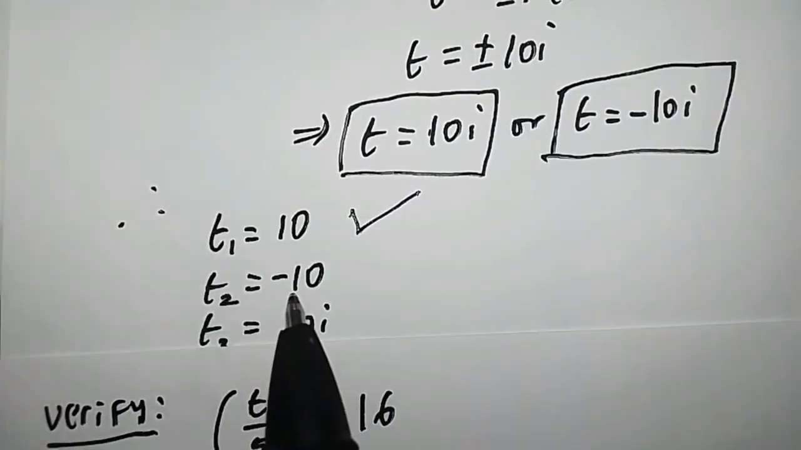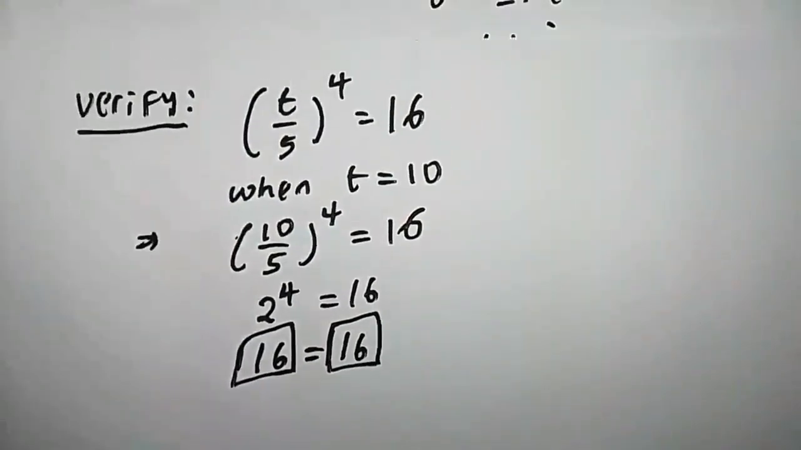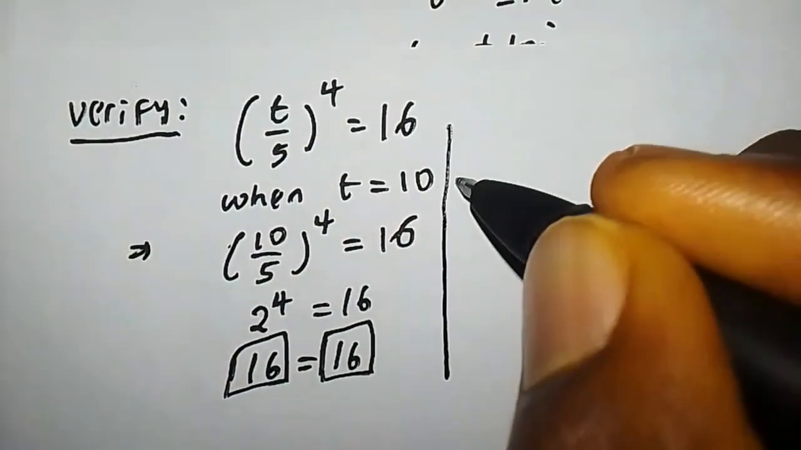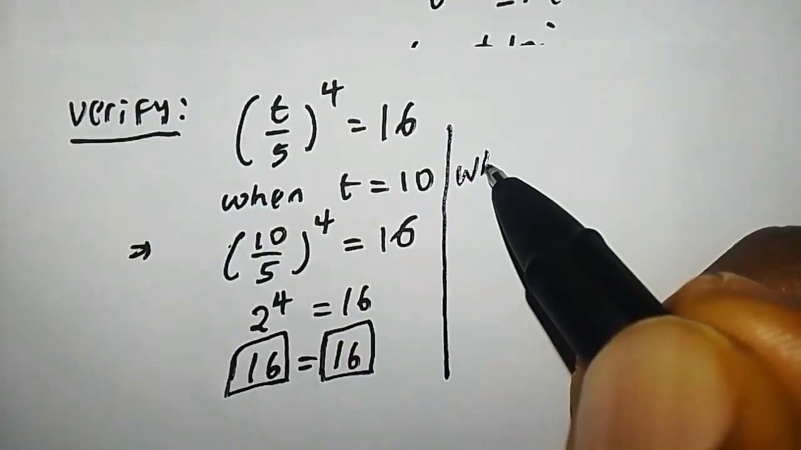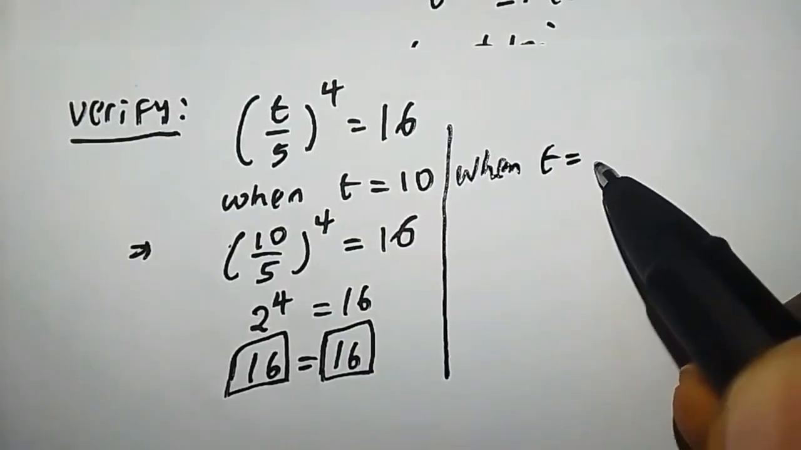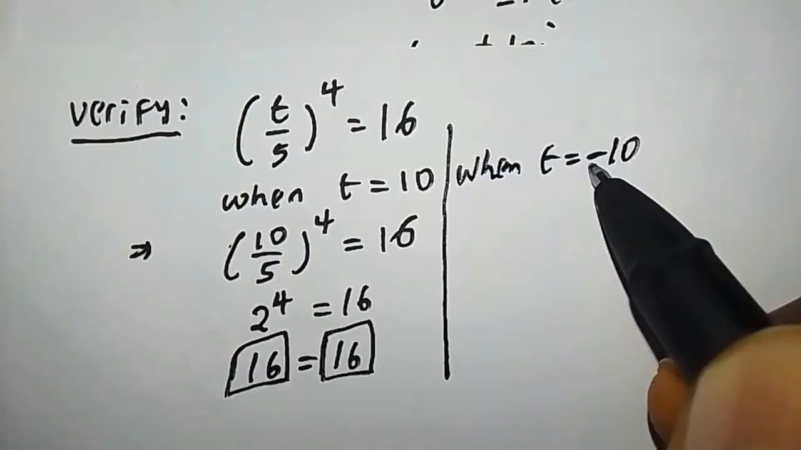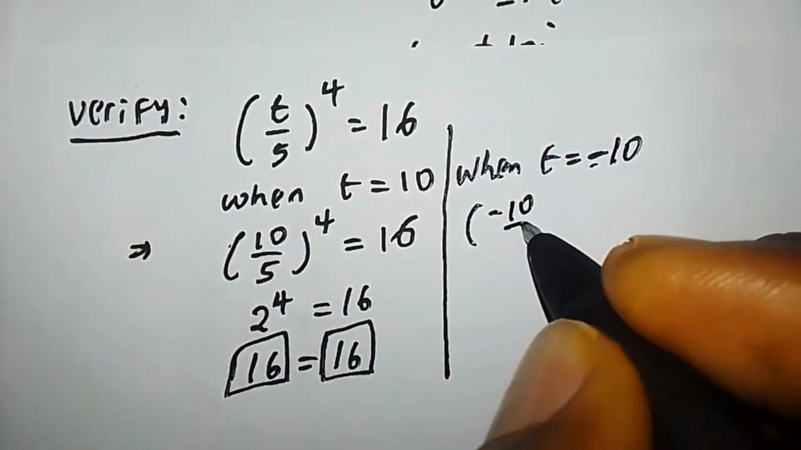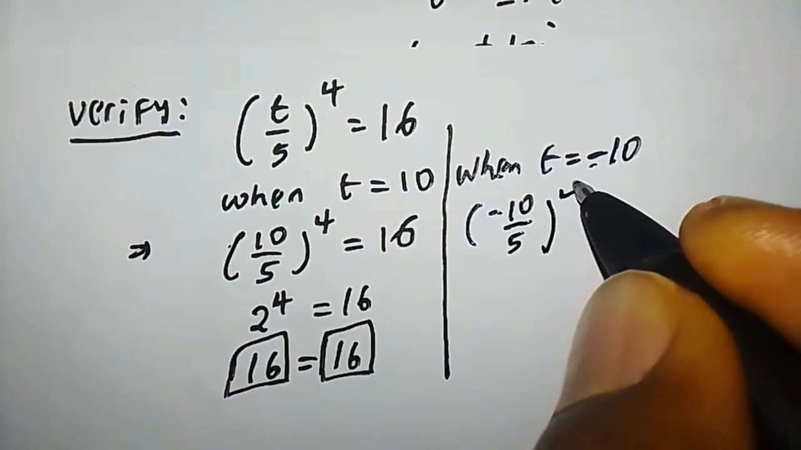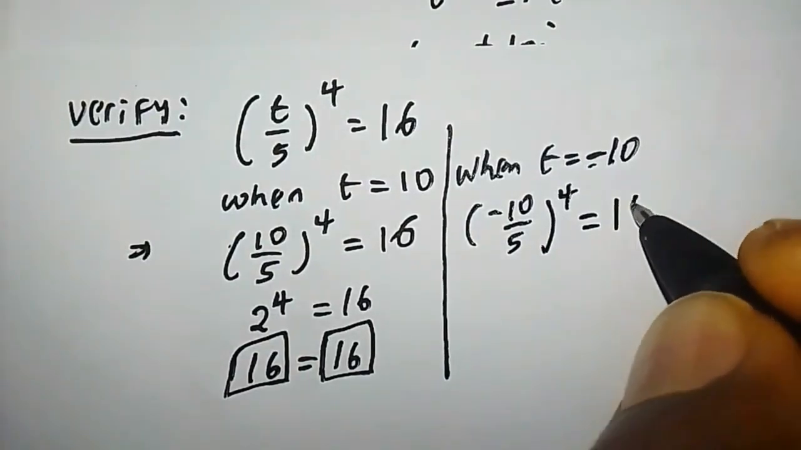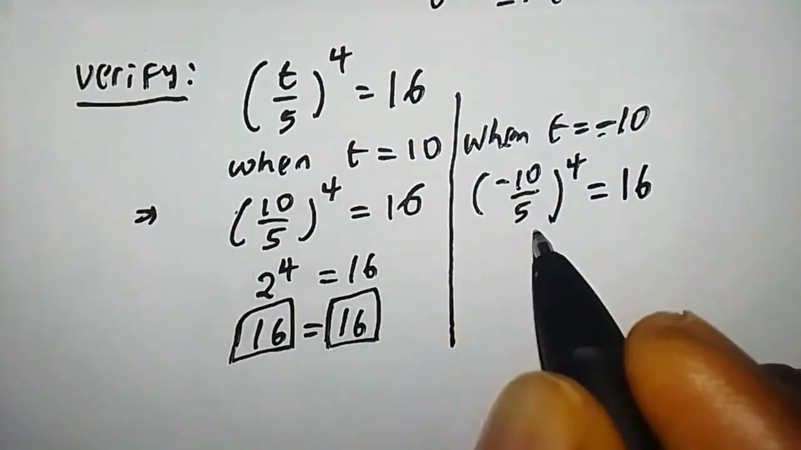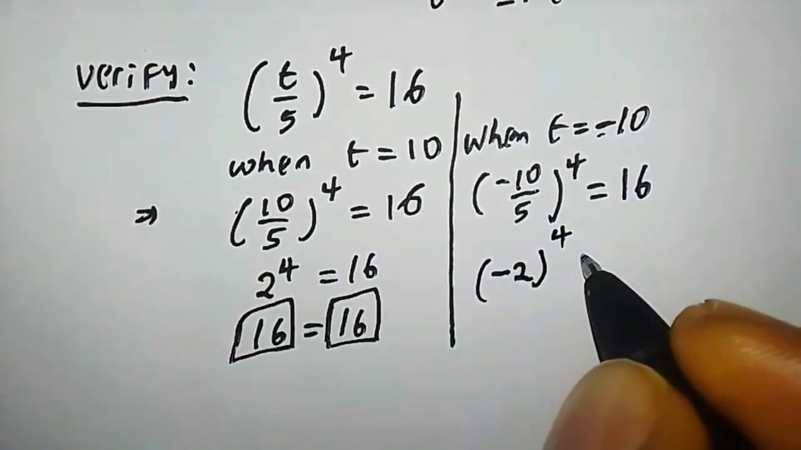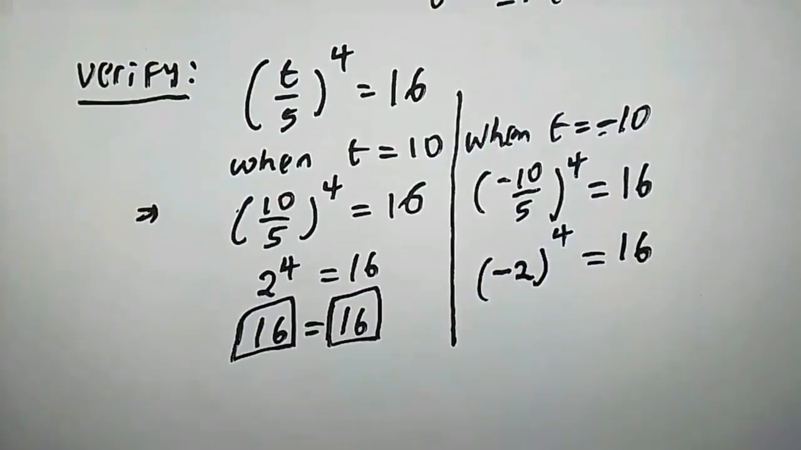t equal to negative 10. When t is equal to minus 10, we just plug this value here also. So that will be (-10/5)^4 equal to 16. Minus 10 divided by 5, that is minus 2 raised to 4 equal to 16.